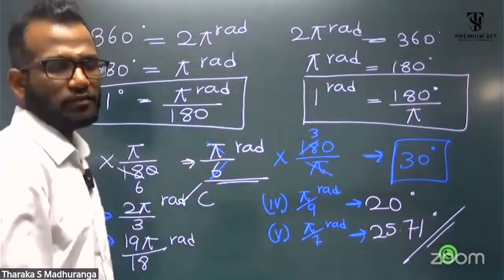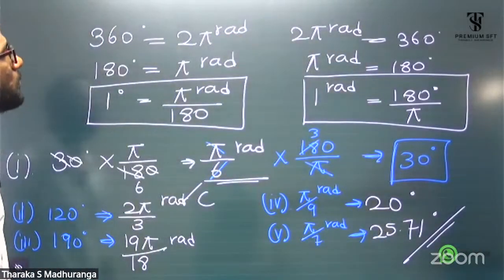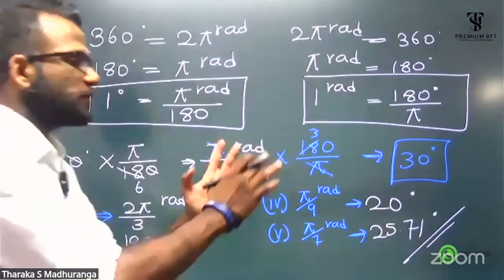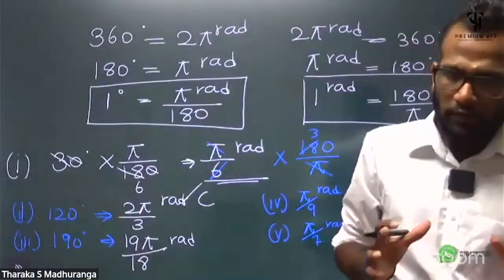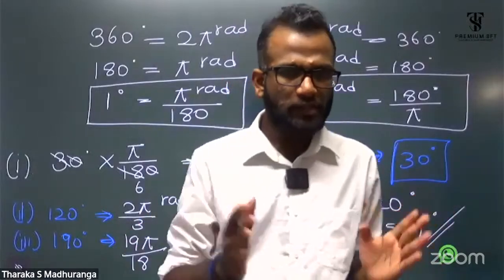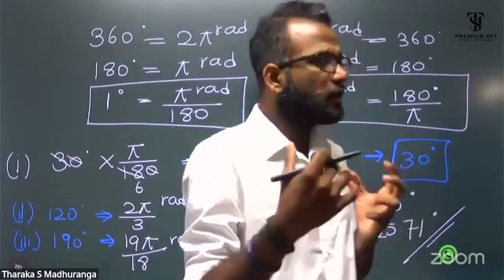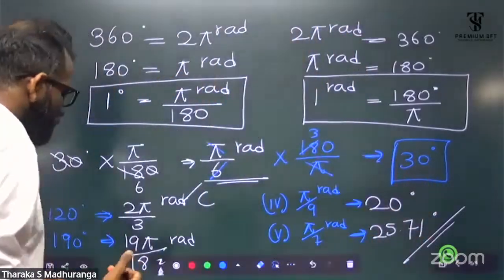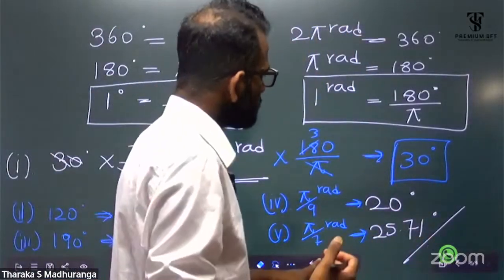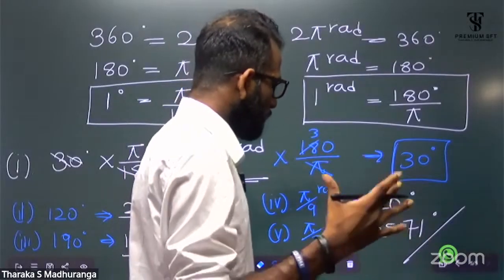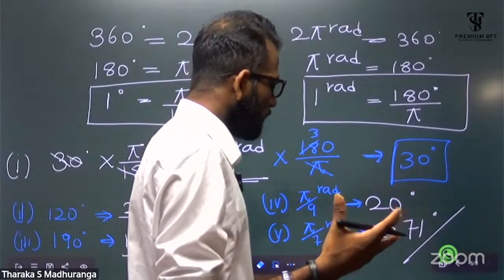Okay, that's enough. Okay, what's the summary now? We have two units to measure angles, degrees and radians. Degrees mean the full circle angle. If we divide it into 360 equal parts, one part we call 1 degree.